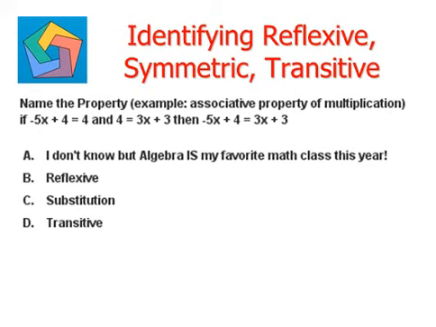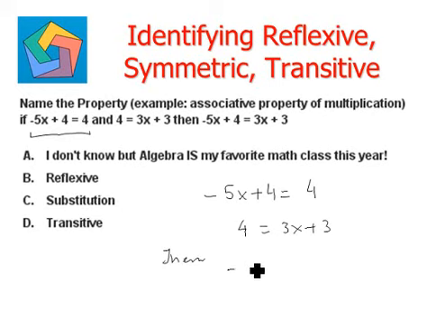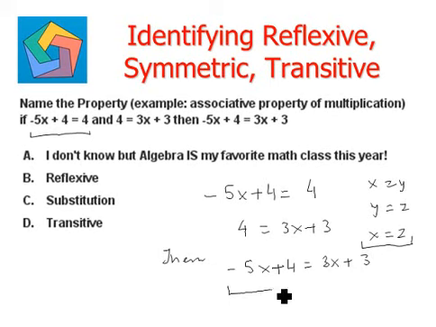Name the property, and it's given negative 5x plus 4 equals 4. Let's write down negative 5x plus 4 equals 4, and 4 equals 3x plus 3. Then negative 5x plus 4 equals 3x plus 3. Now this is similar to x equals y, y equals z, that is x equals z. So this is a property which is known as the transitive property, which is option D.